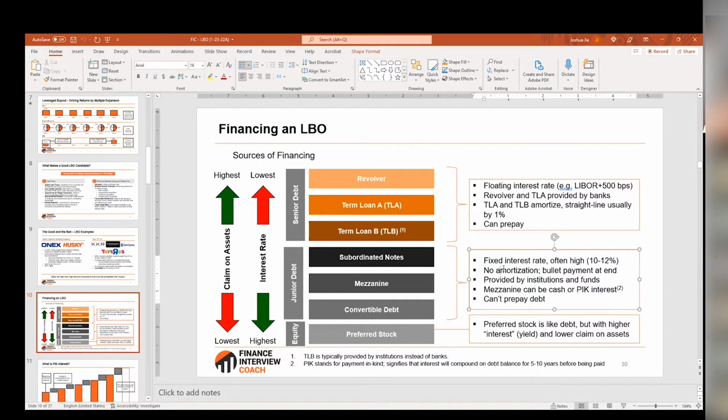But here's the thing, there's no amortization. You cannot prepay it, so that's actually a negative for you. And then the other thing is mezz is interesting because you can use PIK debt interest. You're going to see PIK is very common in LBOs.